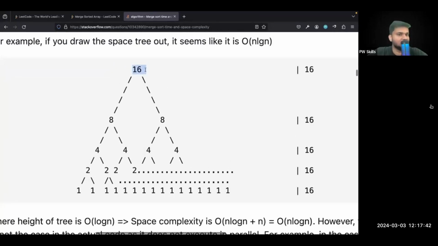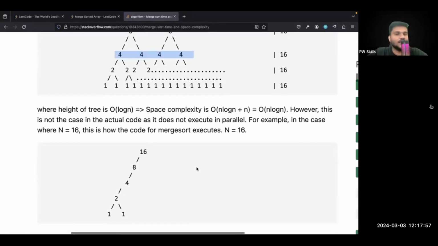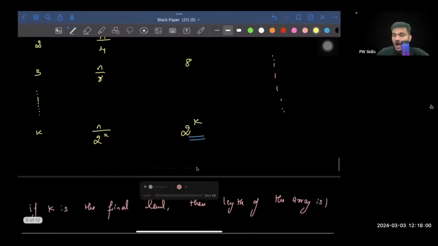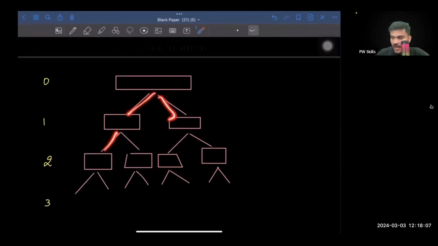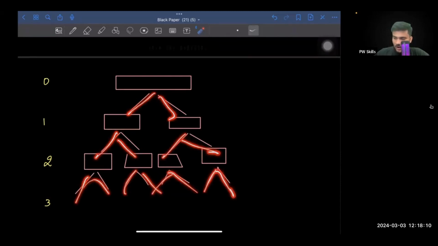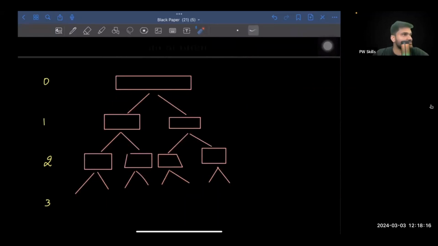You had an initial 16 length array, then two 8 length arrays, then 4 length arrays, and so on. Yes or no? That's how we were visualizing merge sort. But if you carefully remember how we did the dry run of merge sort, can I say this is not happening parallelly? All of these branches were not working parallelly.